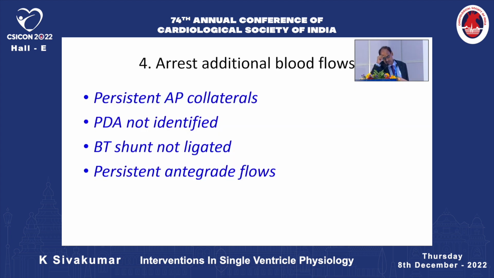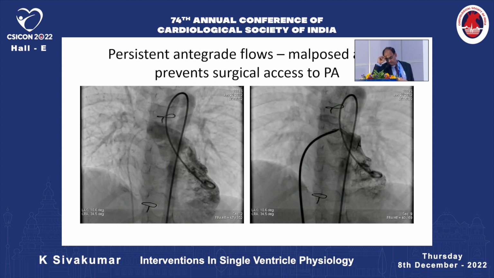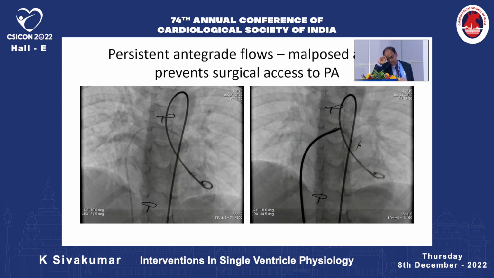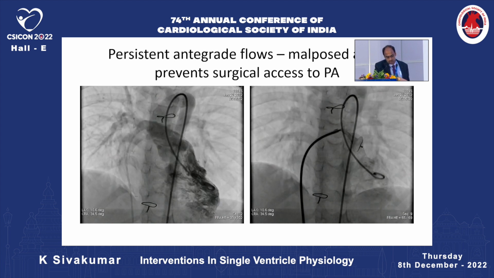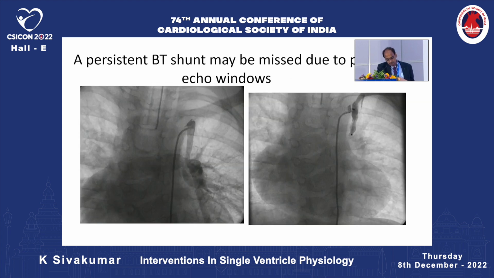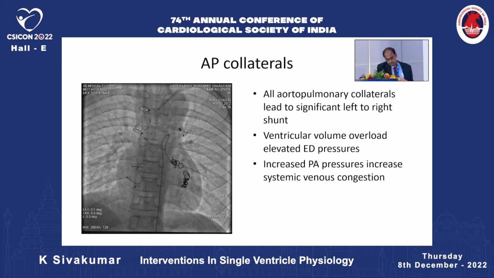Arrest the additional pulmonary blood flows in a failing Fontan. If there is a persistent AP collateral, go and close off the persistent AP collateral. If there is a persistent antegrade pulmonary blood flow, especially in a posteriorly placed pulmonary artery, go and close the antegrade pulmonary blood flow. A persistent BT shunt, go and plug that BT shunt. If there is AP collateral, close off all the AP collaterals.